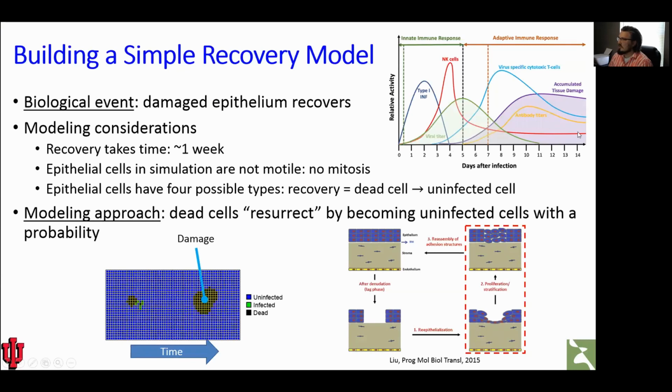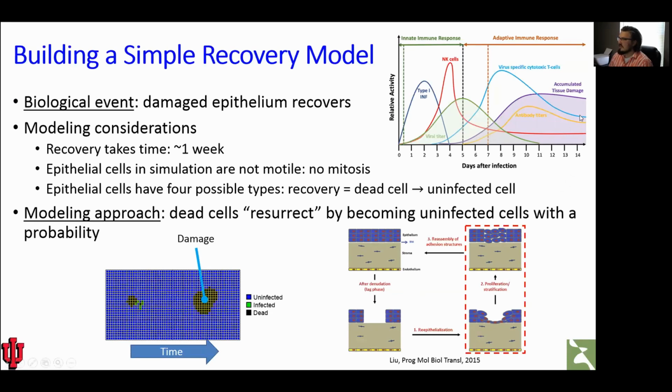And one of the things you'll notice here at the end of the schematic at around 14 days, which is just after our simulations stop, is this purple curve for accumulated tissue damage. And by damage in a simulation, as shown in the bottom left, damage in simulation is dead cells. So in this little excerpt from some simulation results, this is a nice little hole of dead cells. So this would be some damage in an otherwise uninfected tissue patch.